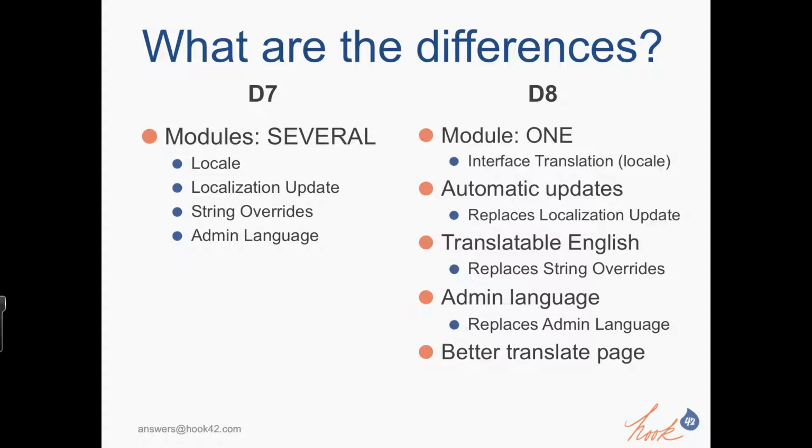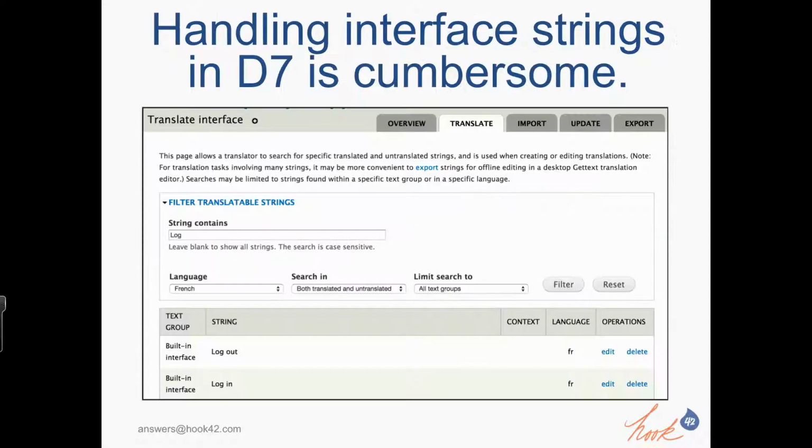Also, the translation page is much better. So who's familiar with the translate page? And I'll have a screen in a second. So handling interface strings in D7 is cumbersome. If you look at this page, this is going to look pretty similar in Drupal 8 at the top. But for each one of the strings, you have to actually click in it to edit it. And if you have a lot of things to edit and a lot of strings, that's a lot of clicking. That takes a lot of time, right?